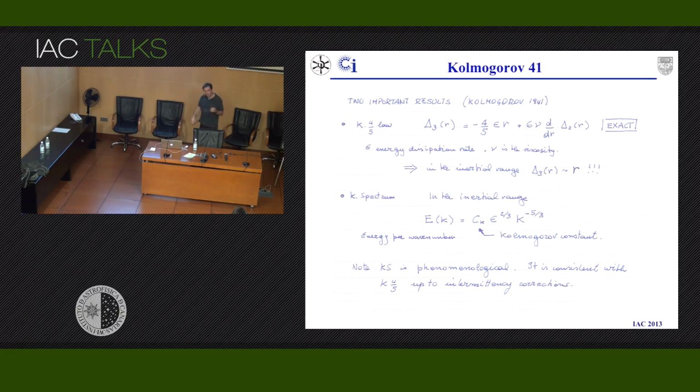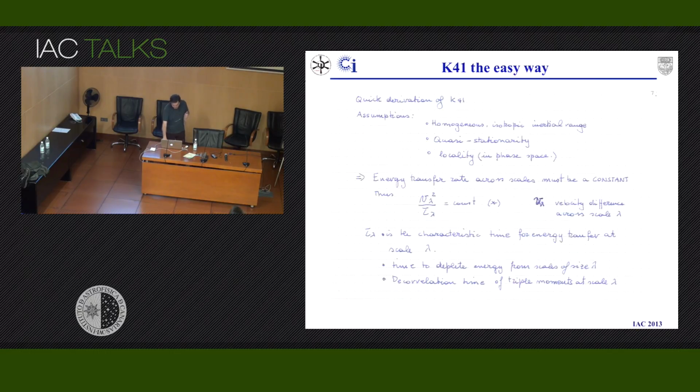Provided that there are very small intermittency corrections, because in general it's not true that the average of something is the square root of the average of something squared. It's not true in general. It's only true in certain circumstances, if there's no intermittency.